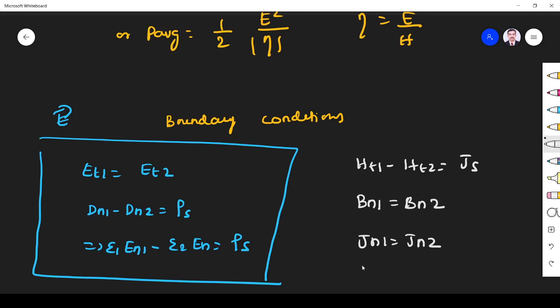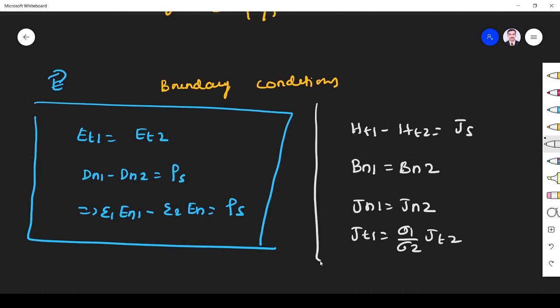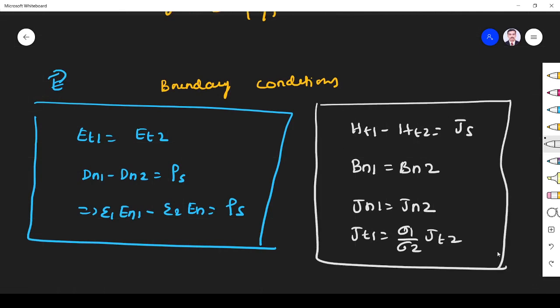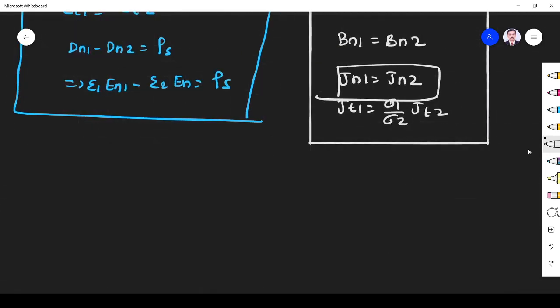So Jt1 is equal to sigma 1 by sigma 2 into Jt2. This is what for magnetic field H. Tangential component of magnetic field is not equal, but normal component is equal. Similarly, here normal component is equal. Fine, in magnetic field. Okay, next what we have to know, electromagnetic boundary condition.